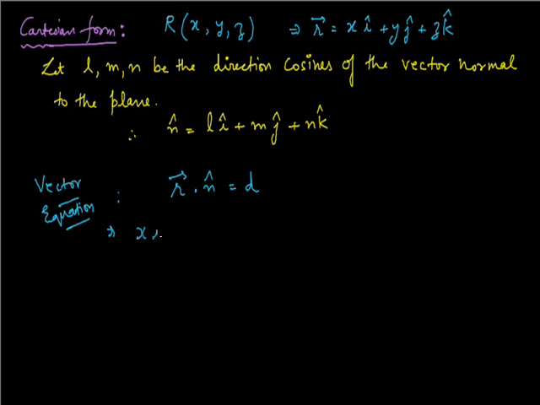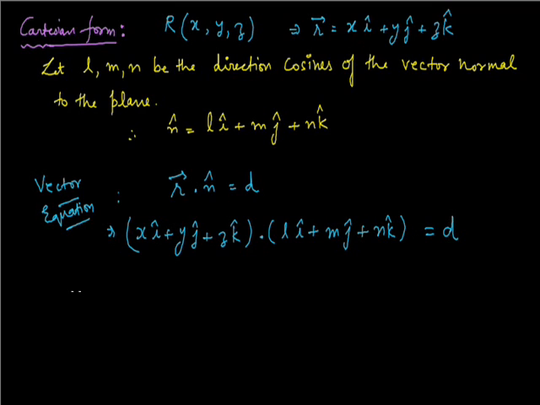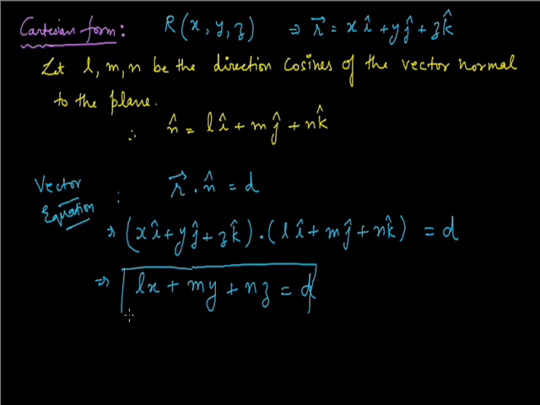R vector is x i cap plus y j cap plus z k cap, dot l i cap plus m j cap plus n k cap, is equal to D. So from here you will get lx plus my plus nz is equal to D. So this is the Cartesian form of equation of plane.